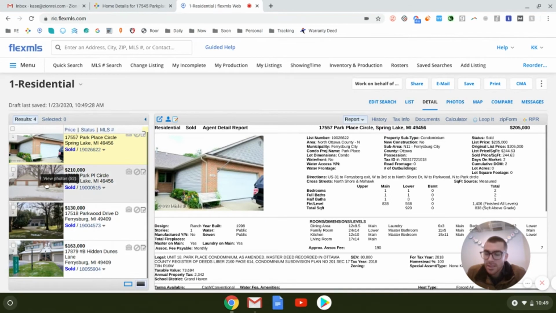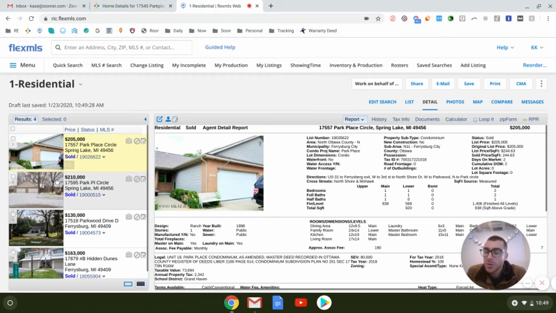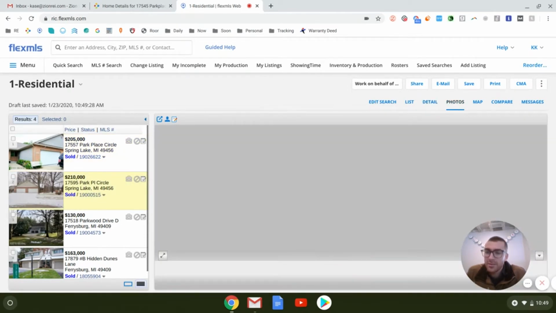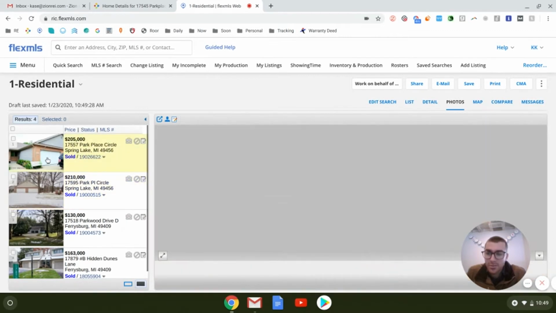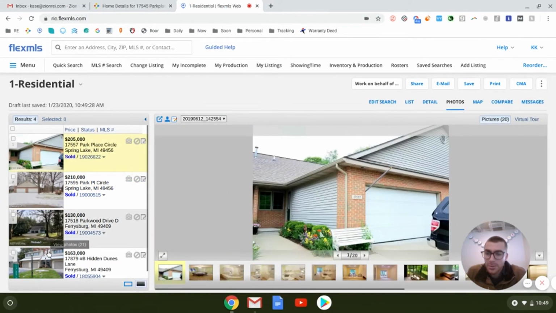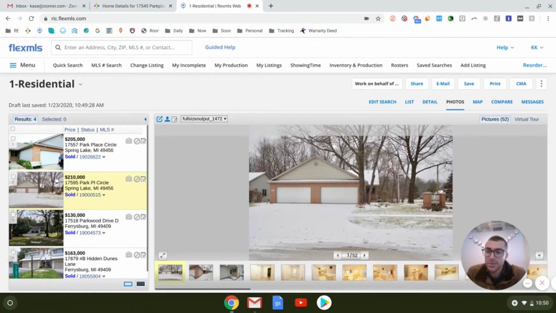This is the condo association. There's actually only two. You can see that 17595 Park Place is the same type of condo as this. The bottom two are a different condo association, so I was mistaken. These are not included. They're a very different condo product, so we're going to keep those out. It looks like our best two comparables are these two, which sold for 205 and 210.